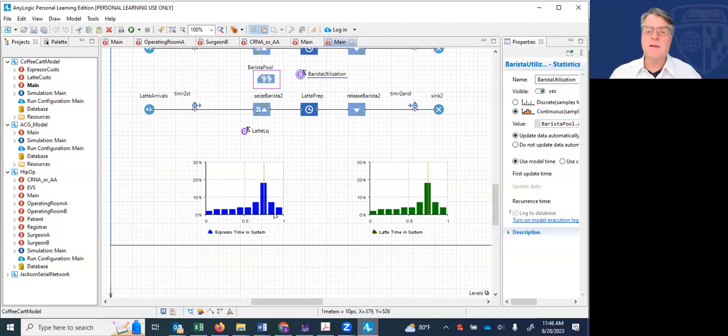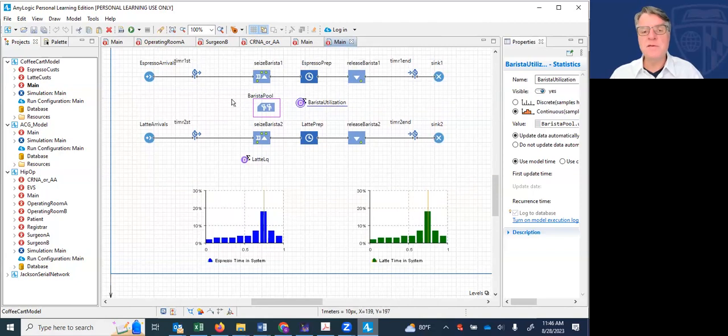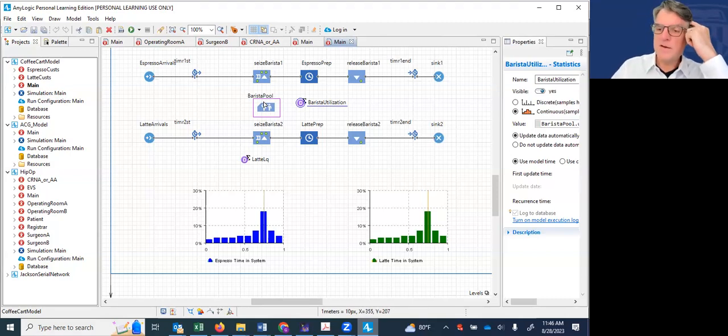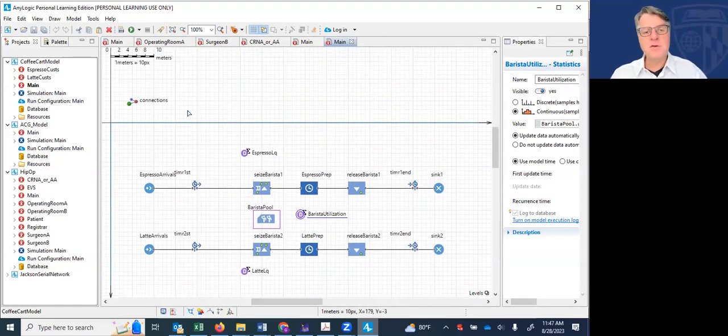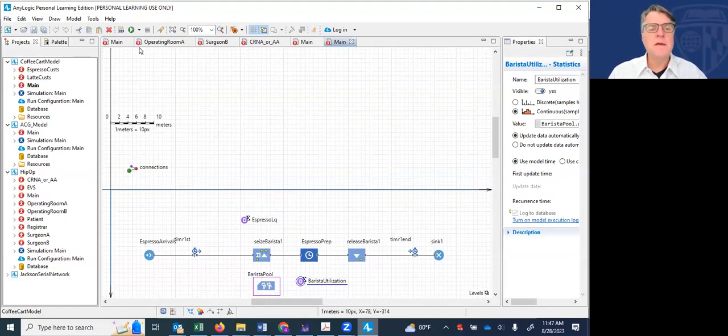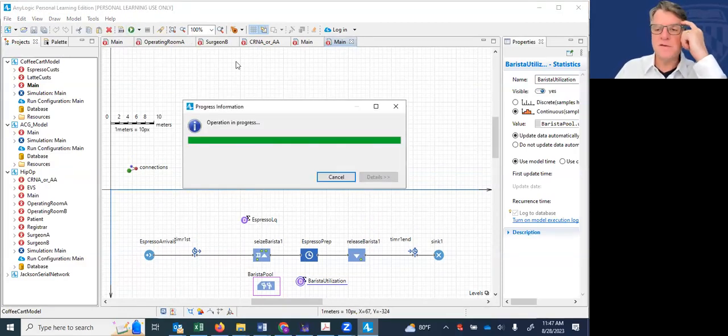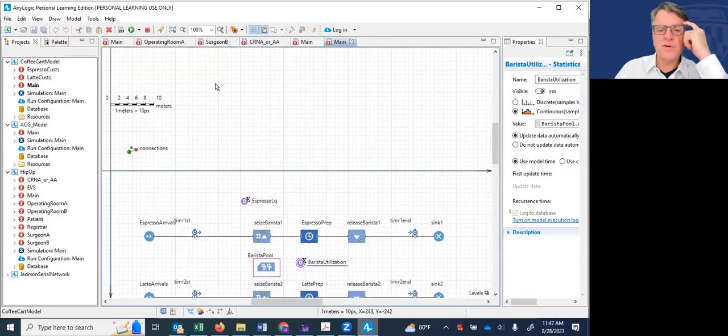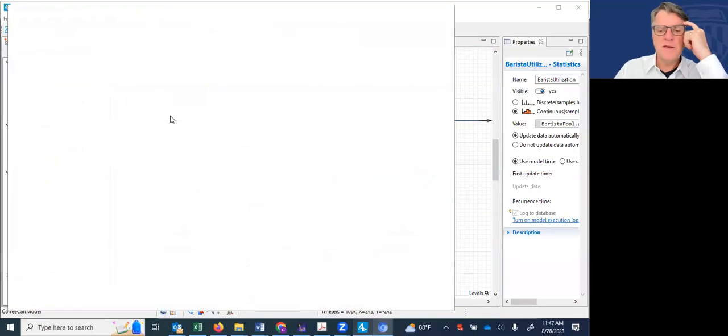Okay, so the model seems to be like two streams of customers that are independent and disconnected, but in fact they are connected because they both get served by this common barista resource pool. Now let's run this, and you're going to have to run this 3 times, but let's just see what the run looks like, and at least get a feel for what the output's going to be here.